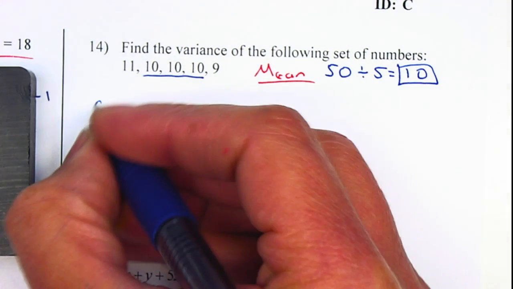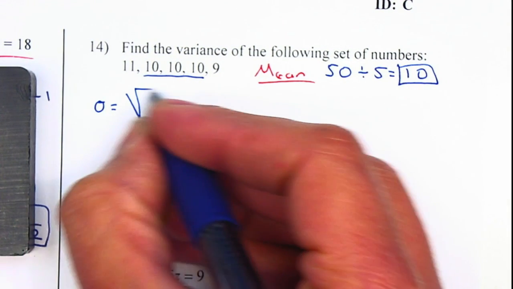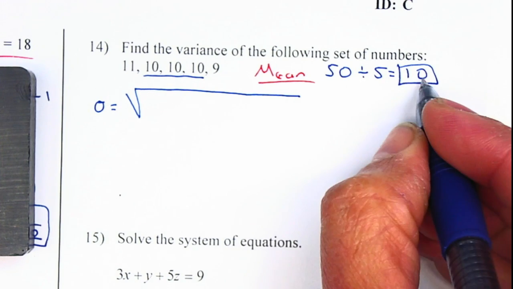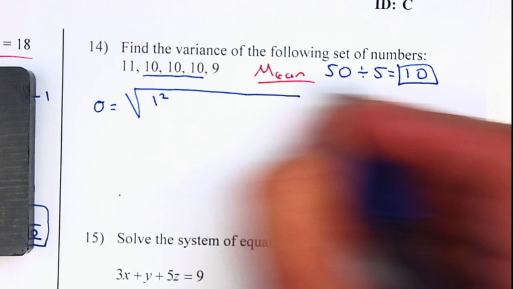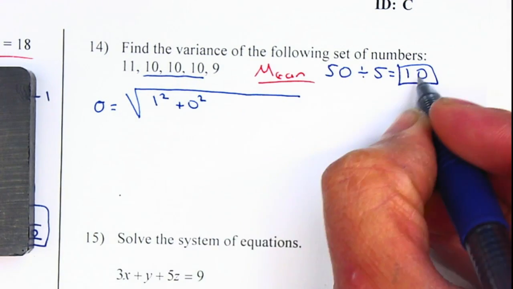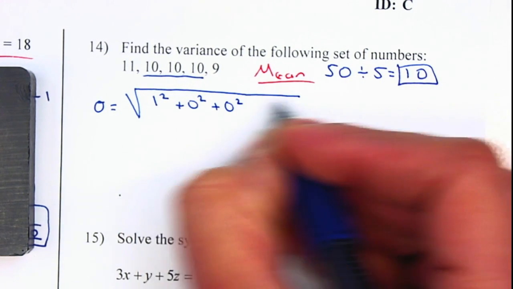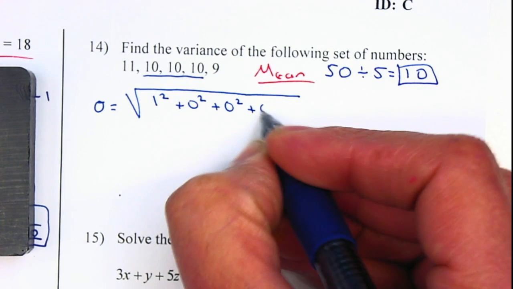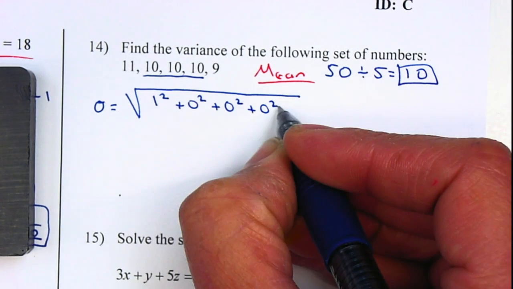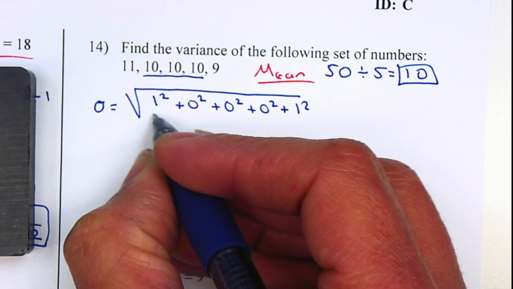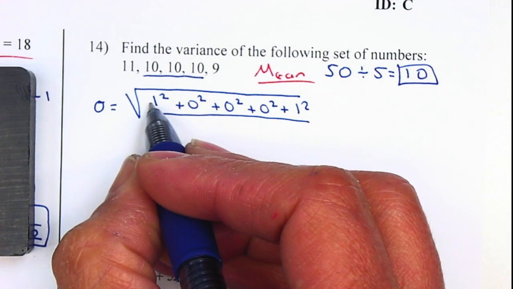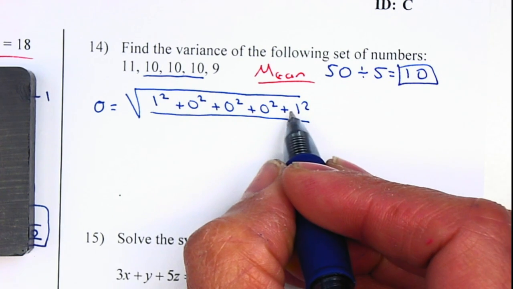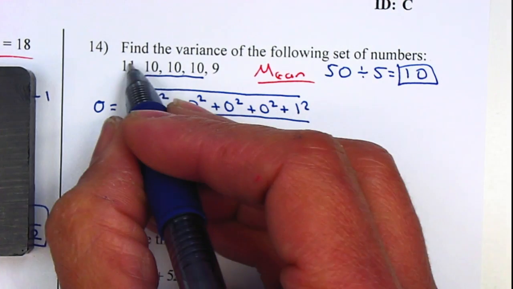Let's go and start finding the standard deviation. To find the standard deviation, you're going to take each one and you're going to subtract it. 10 minus 1 is 1 square. 10 minus 10 is 0 square. 10 minus 10 is 0 square. 10 minus 10 is 0 square. 10 minus 9 is 1 square. Now remember that it doesn't really matter if you get a negative or positive because you're going to square it. And you're going to take the average of those numbers. 1, 2, 3, 4, 5 numbers.